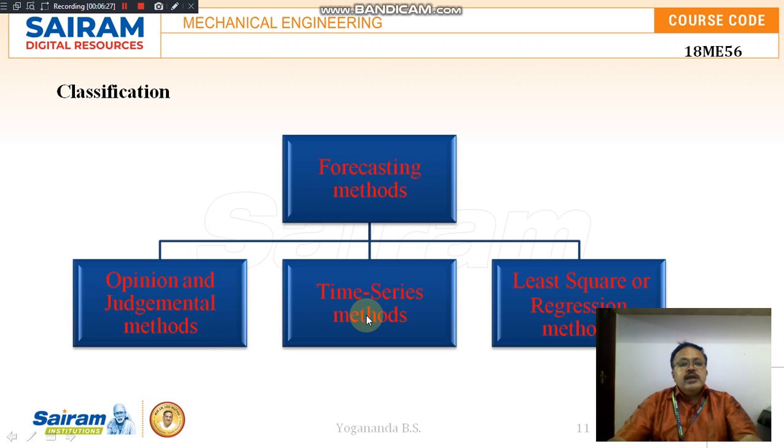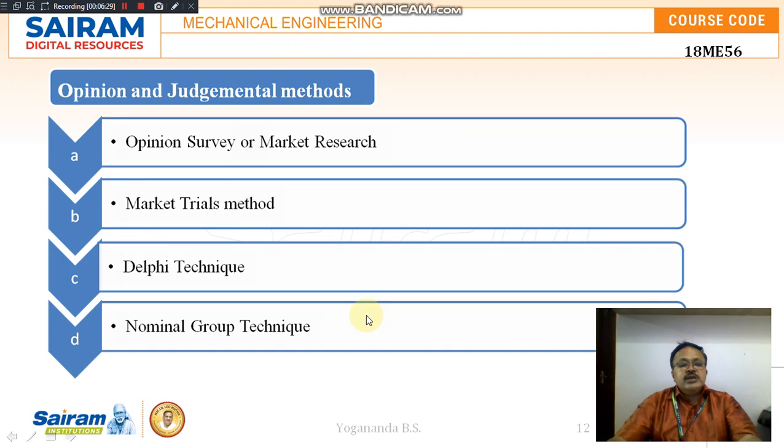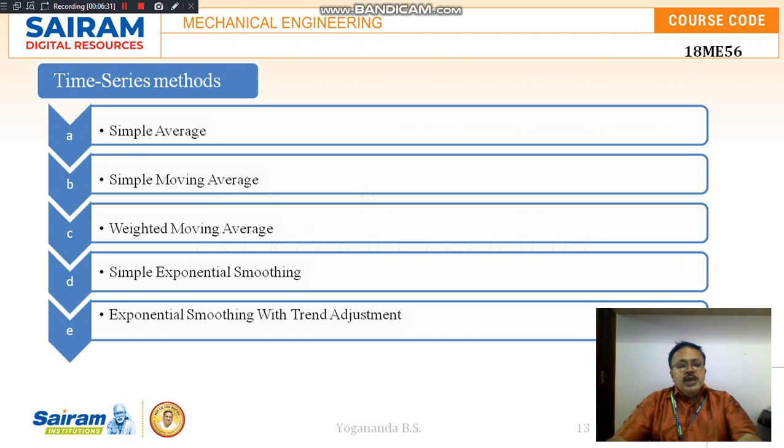The second one is the time series methods. Here we have formulas to calculate the forecasting value: simple average, simple moving average, weighted moving average, simple exponential smoothing, and exponential smoothing with trend adjustments.